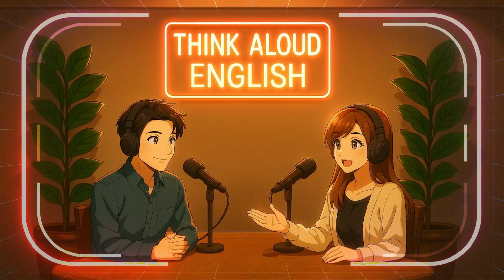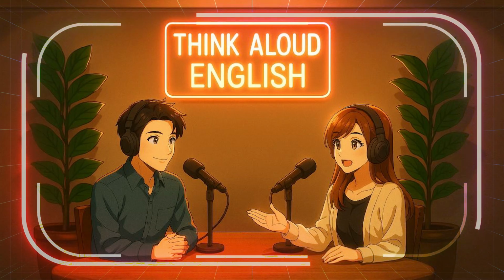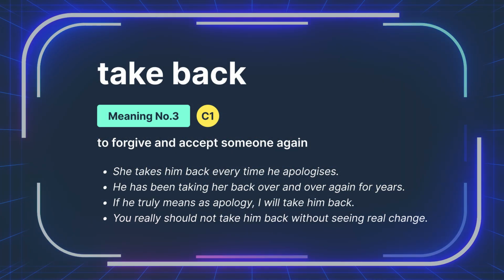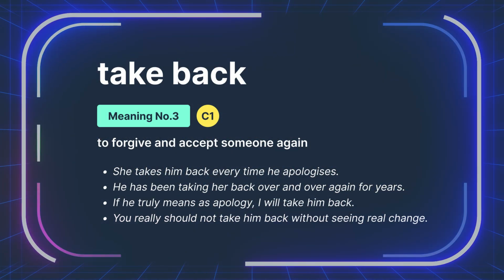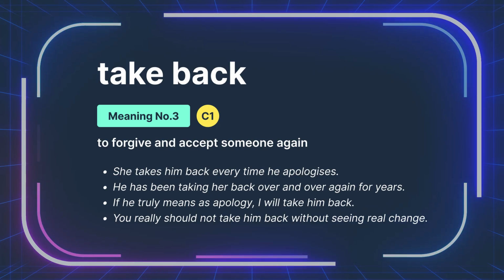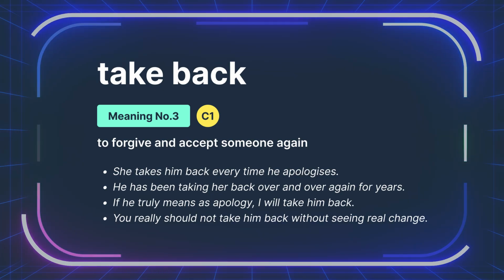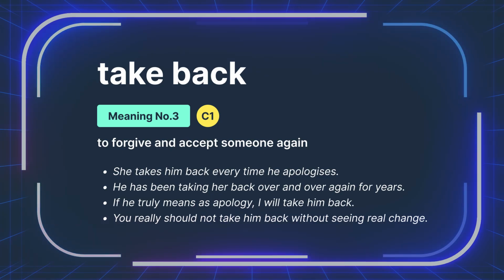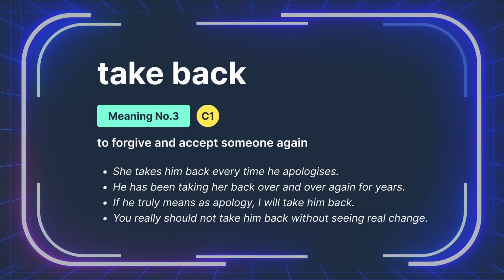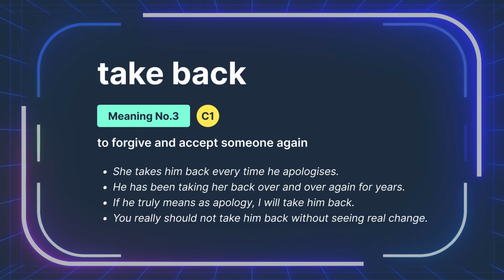Fascinating. Okay, let's shift again. And this time, I feel like the emotional stakes get even higher. Definition 3, C1 level this time. It means to forgive someone and accept them back, usually into a relationship. Yeah, this is a big one. We've gone from returning a blender to retracting words, and now we're talking about taking back a partner or maybe a friend after a break or a fight. The context is just so different. Very dramatic, potentially. It really is.